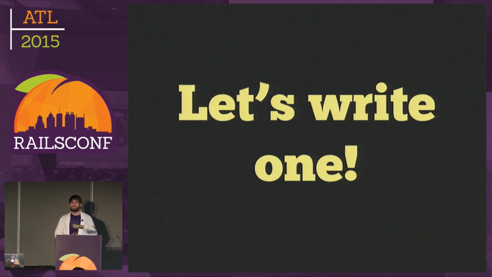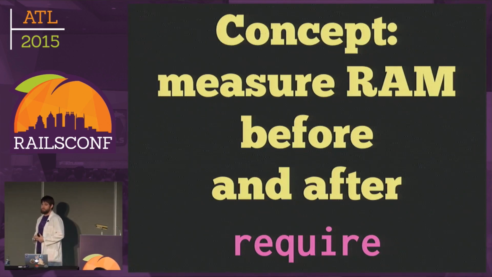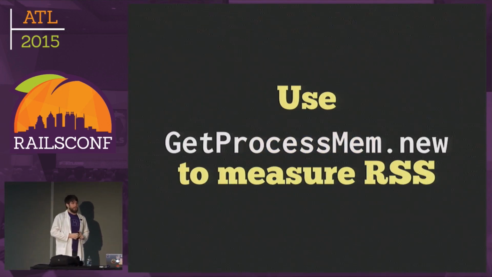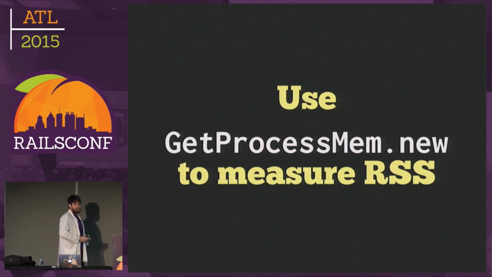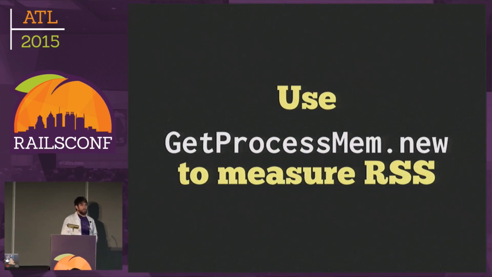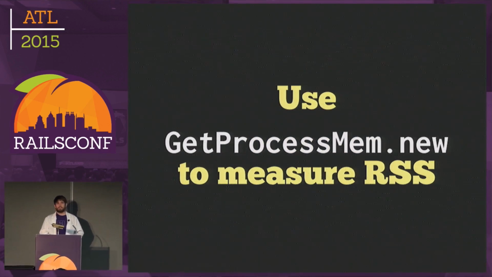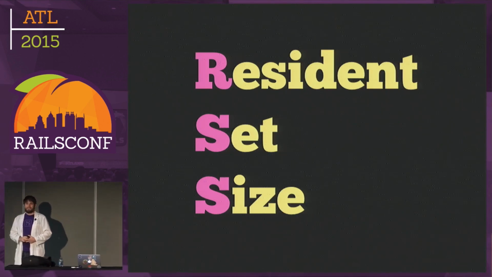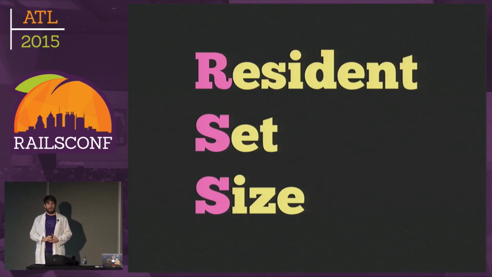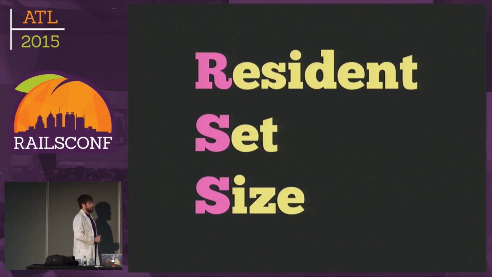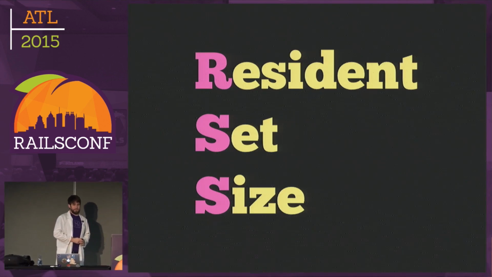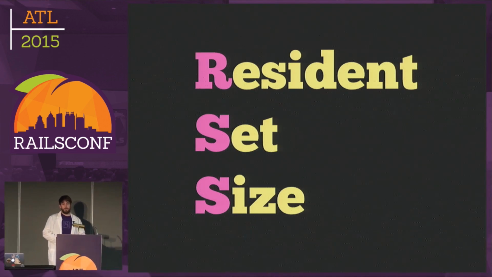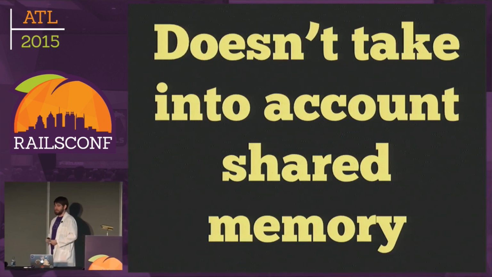All right. The general concept is pretty simple. We're going to measure RAM before and after require is called, and we're going to be using a library called get_process_mem. One thing to note if you're a super memory geek is that it uses RSS. RSS stands for resident set size, and this is not memory. This does not take into account shared memory use. It is a close-ish approximation of memory, and for our cases, it's probably good enough.